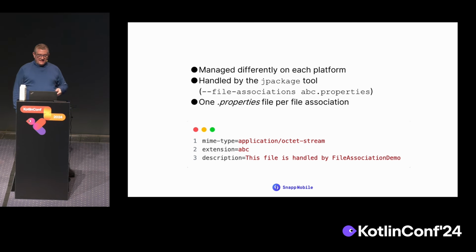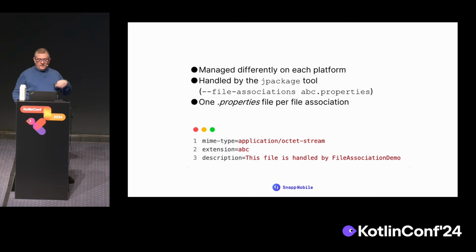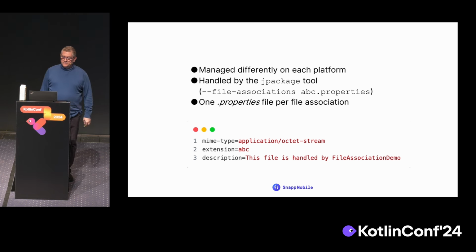The bad thing is that file associations are handled differently on all platforms, meaning it is done differently on Windows, macOS, and Linux. The good thing is that the underlying mechanics are handled by a tool that is part of the Java toolchain called JPackage. So you can basically add command line options to JPackage, which says, hey, I want to have file associations, and an application can have more than one file association.